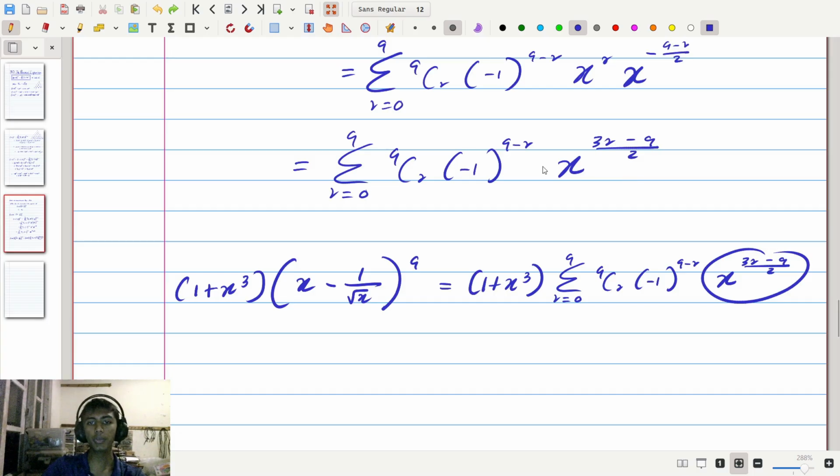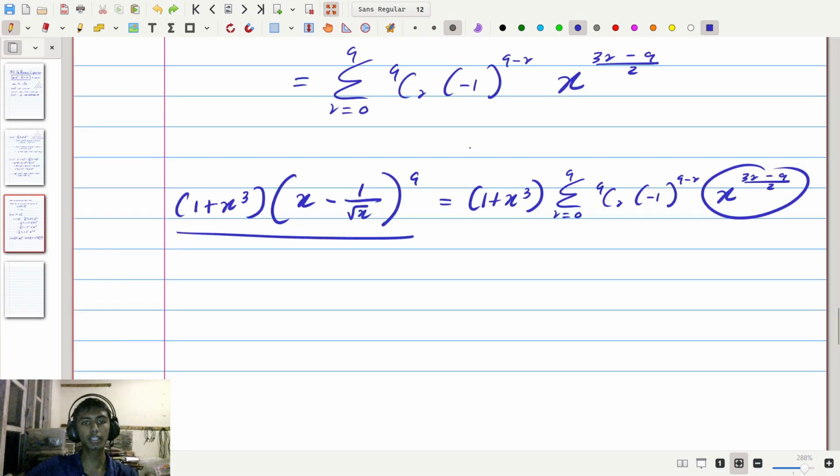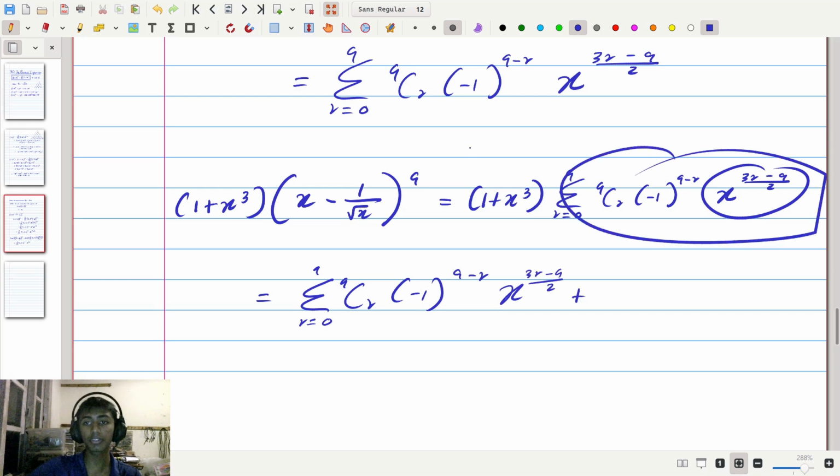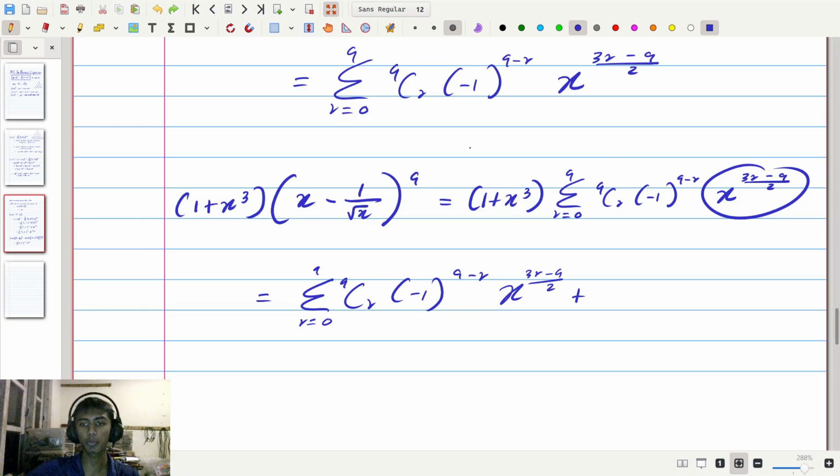So if we do that, we can see that our product here is equal to the sum from r equals 0 up to 9 of 9 choose r times negative 1 to the power of 9 minus r times x to the power of (3r minus 9)/2, plus this same sum multiplied by x cubed, which is going to be the sum from r equals 0 up to 9 of 9 choose r times negative 1 to the power of 9 minus r times x to the power of (3r minus 9)/2 times x to the power of 3.